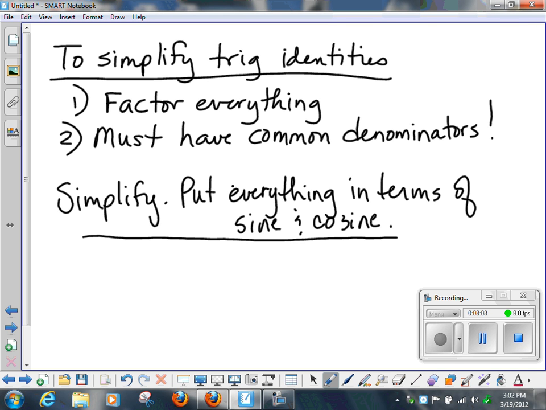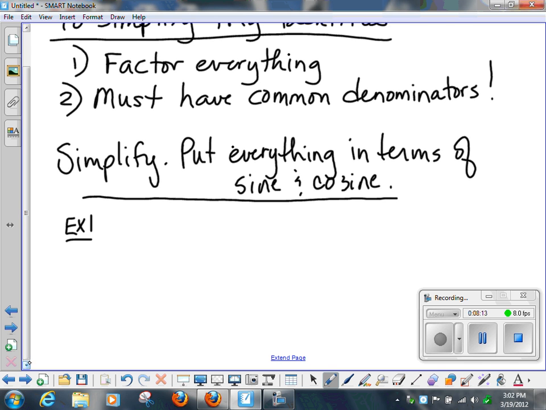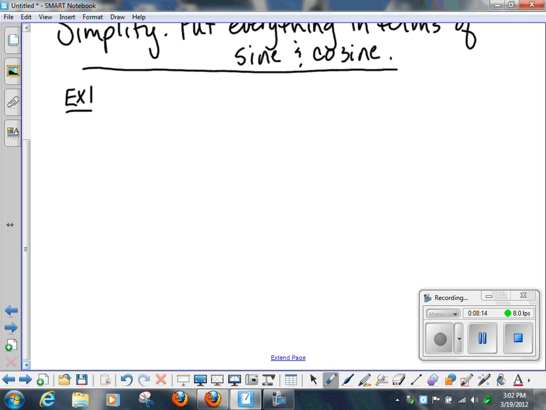All right, ready? Everybody ready? All right, here we go. First one. I want you to simplify cotangent theta, sine theta, secant theta.